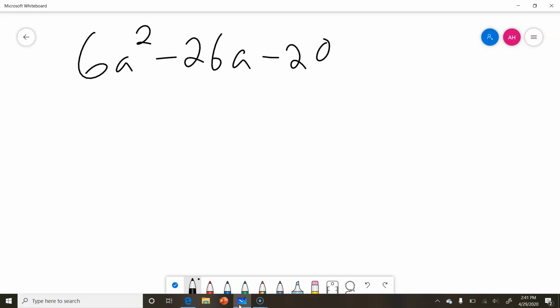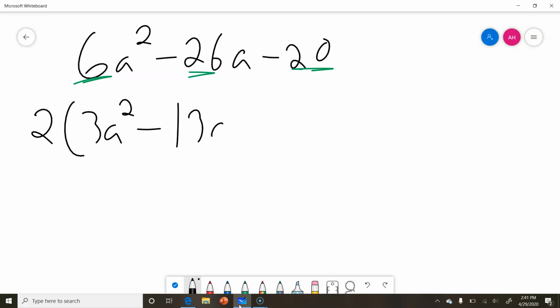Let's do one that's a little harder: 6a squared minus 26a minus 20. Okay, so again, I see each one of these is an even number, so I can pull out a 2. So pull out a 2, and I'm left with 3a squared minus 13a minus 10.